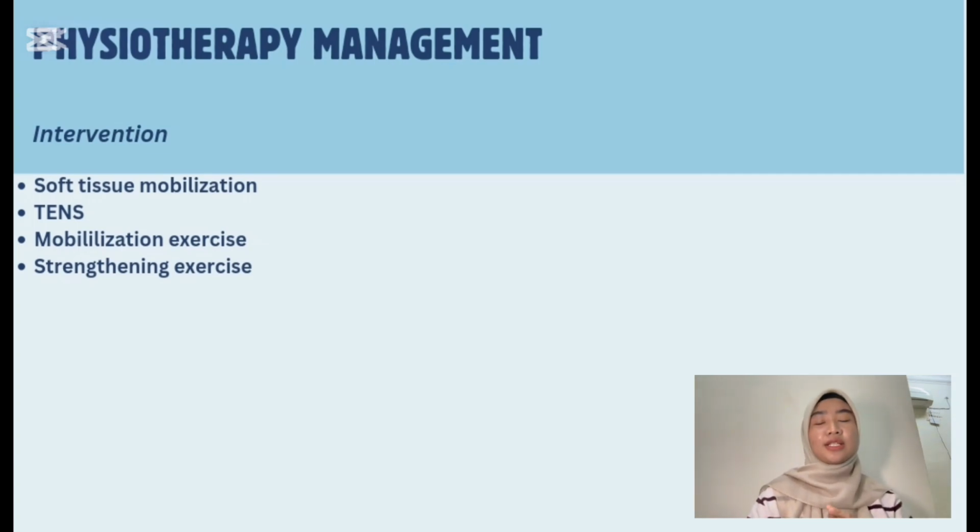In the intervention section, for this patient, soft tissue mobilization and TENS were used to manage pain. Neck mobility exercise and median nerve gliding were introduced along with chin tucks and scapular retraction for strengthening. The patient was also educated on maintaining proper posture and ergonomic adjustment in their workstation.